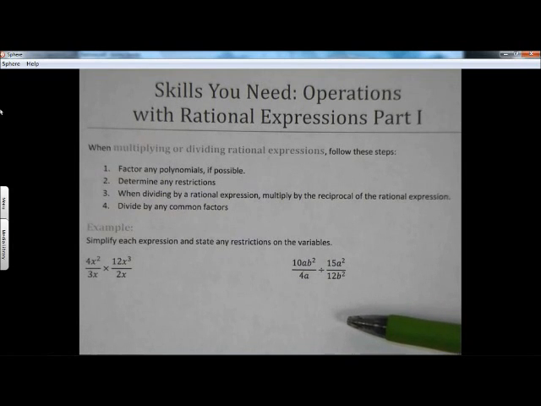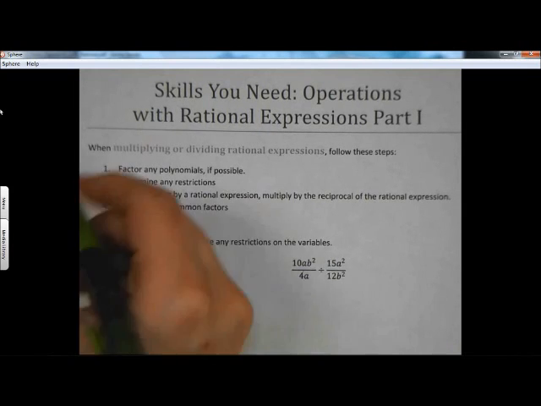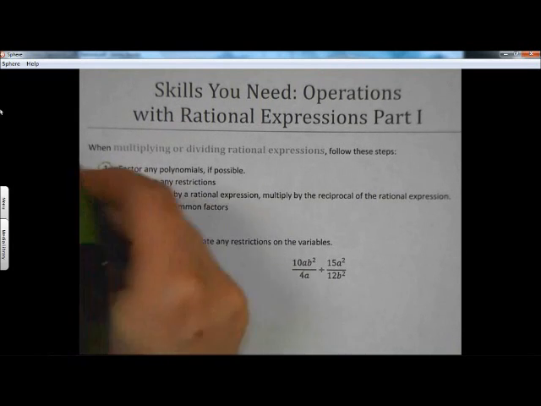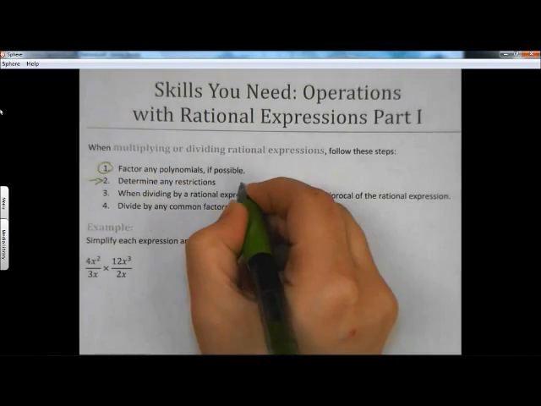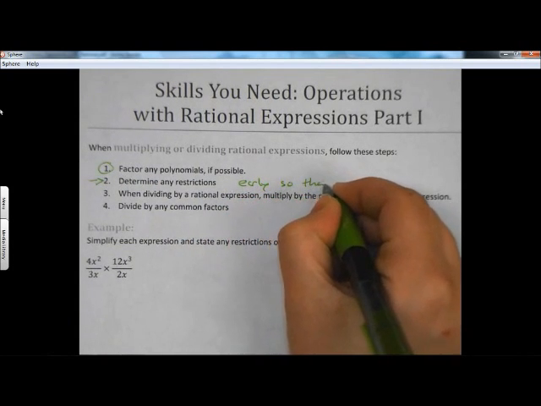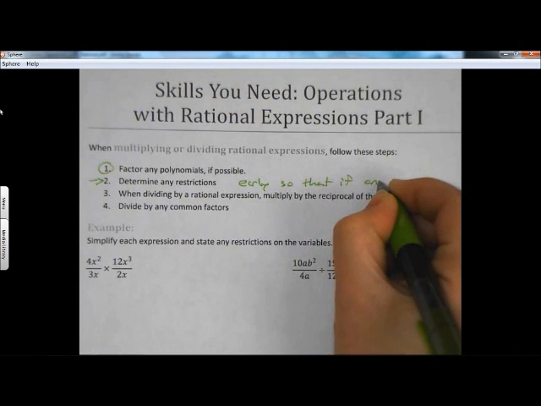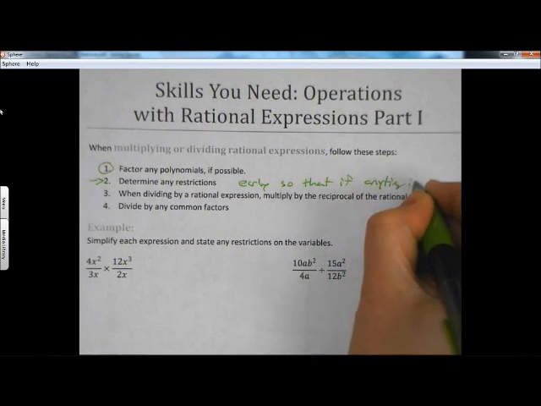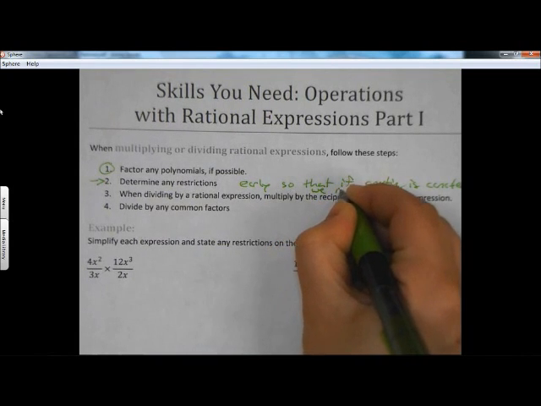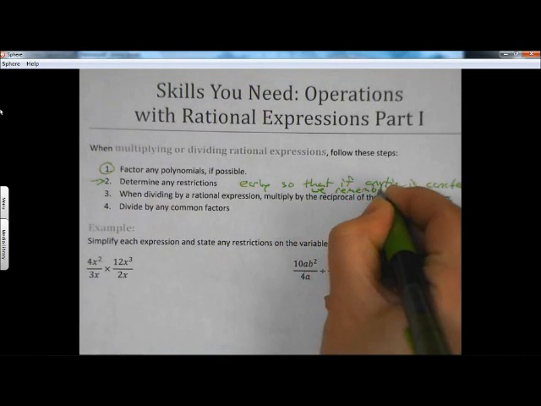Today we're going to talk about how to multiply or divide rational expressions. And we're going to do 4 simple steps. The first step is always to factor. We're going to factor any polynomial that we can. We're going to determine any restrictions. I want to do this early so that if anything is canceled, we remember. I'll show you what I mean.